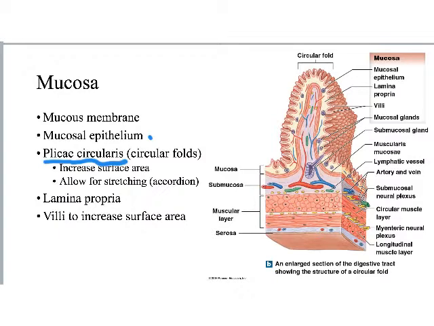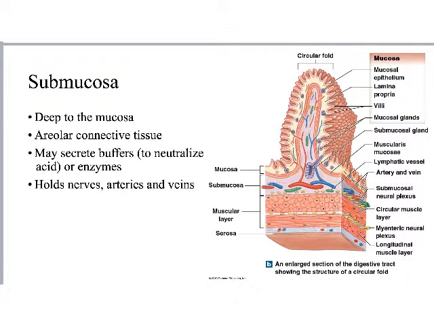The lamina propria would be what is holding the mucosal layer to the submucosal layer, and then we talked about the villi already. Okay, then if we move down to the submucosa, as I mentioned, it's where the nerves, arteries, and veins are located. Now this is not epithelial tissue, this is now connective tissue, and it's going to connect that epithelial layer of mucosa to the muscular layer below it. Sometimes it's going to secrete some buffers or enzymes, although most of the time those secretions will come from the epithelial mucosal layer.